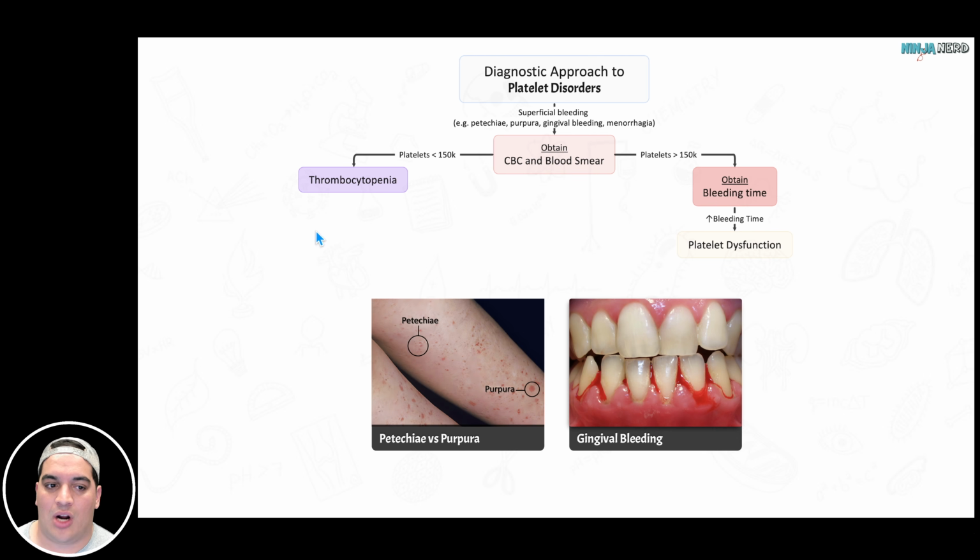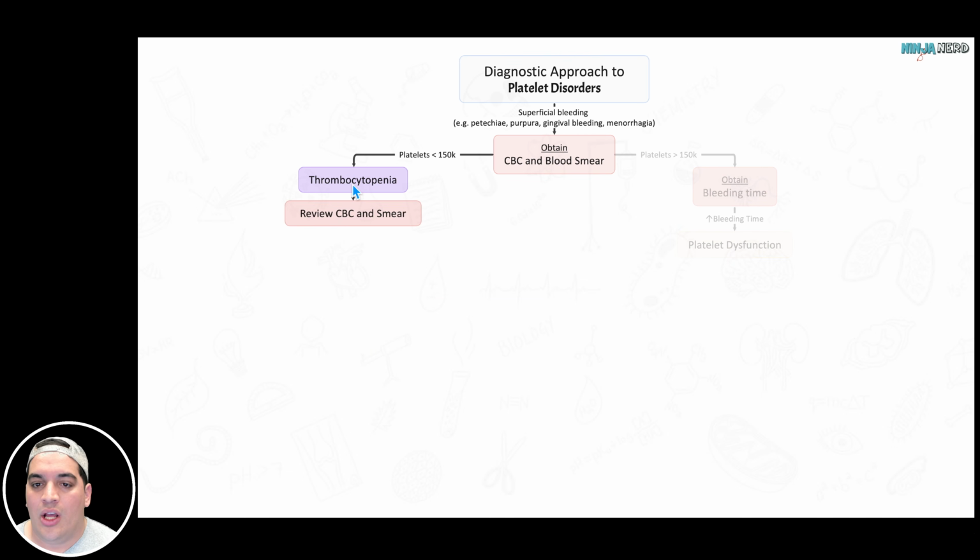Let's take our time then and talk about thrombocytopenia. So thrombocytopenia, I want to look at that CBC and I want to see are any other cell lines affected. And then I want to look at the blood smear and I want to see, do I see any schistocytes or not? Those are the big things. So we really built up a foundation to understand this now.